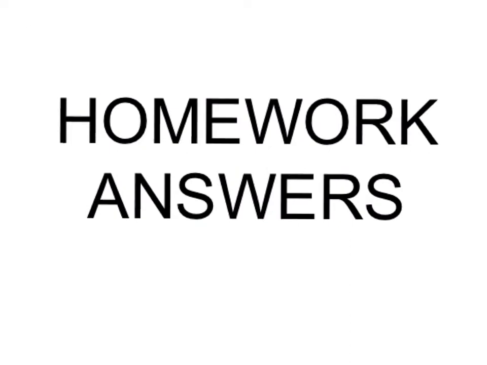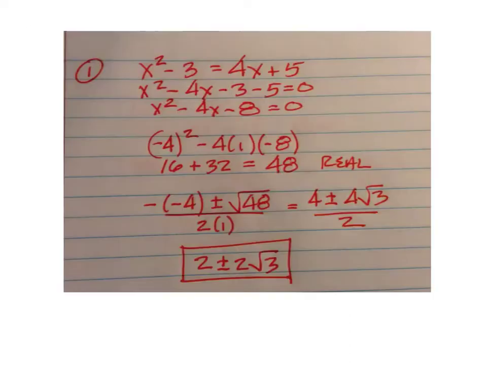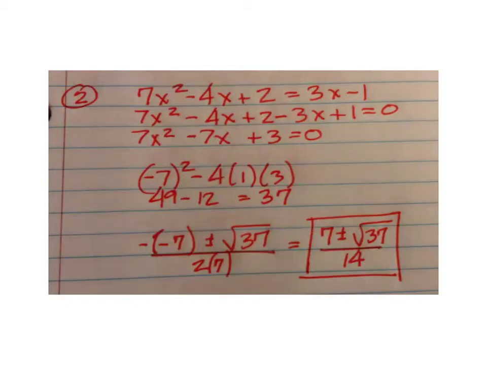We'll check the answers, then we'll go back and add them up. Number 1, 2 plus or minus 2 square root of 3. 2 is 7 plus or minus square root of 37 over 14.